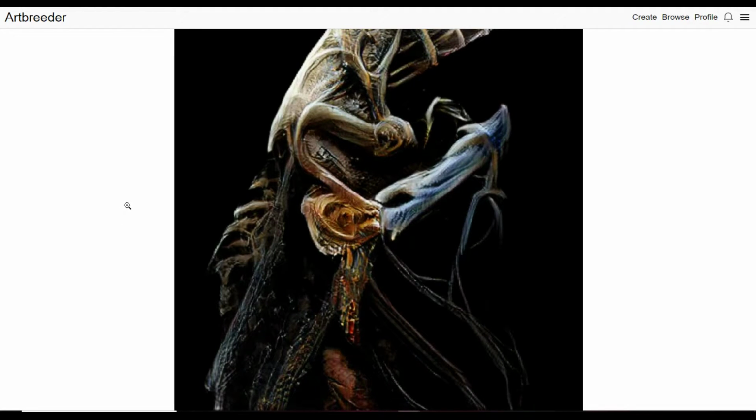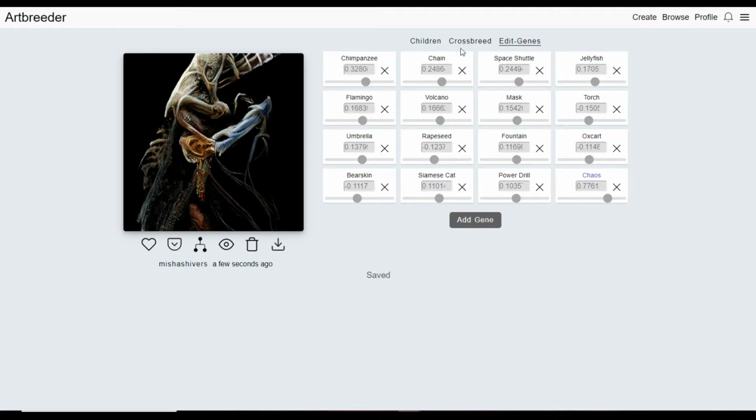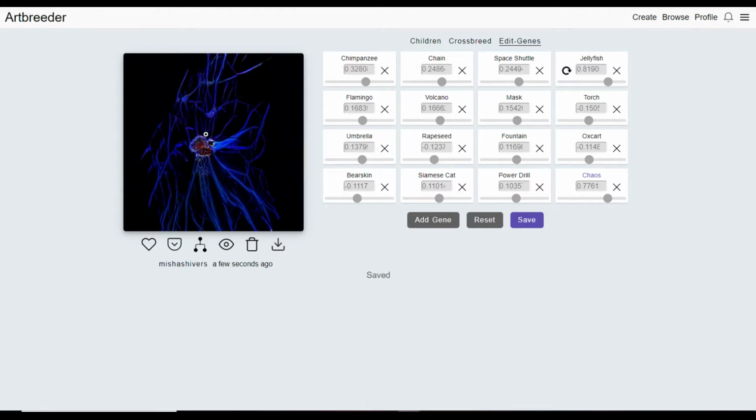As creepy as these are, they're so dreamlike. What are the genes here? And the genes are nothing that you'd expect. They're just normal objects, but they are tagged and calculated in such a way to create this image. If we turn up jellyfish, ooh, we get like a bunch of tendrils here. Oh wow!